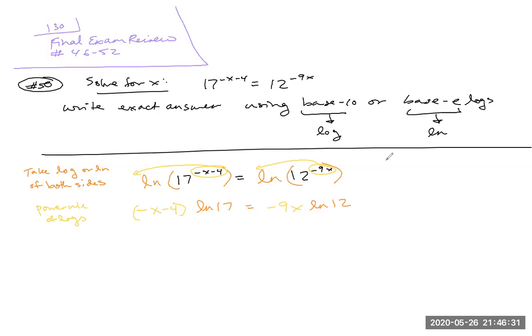Remember, you're trying to isolate x, so you're going to need to distribute on the left-hand side. So we have negative x ln 17 minus 4 ln 17 equals negative 9x times ln 12.